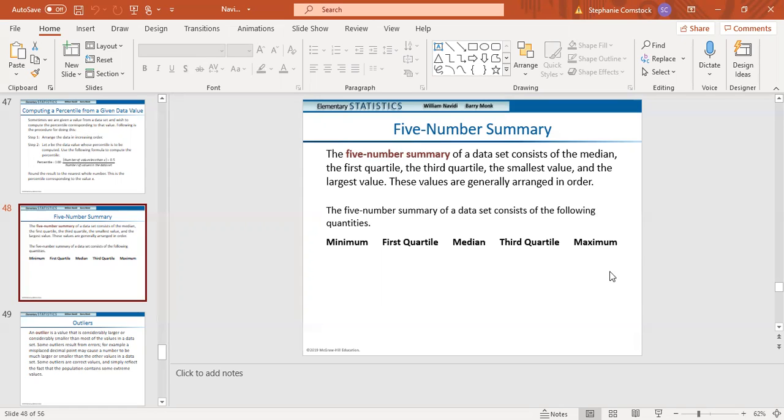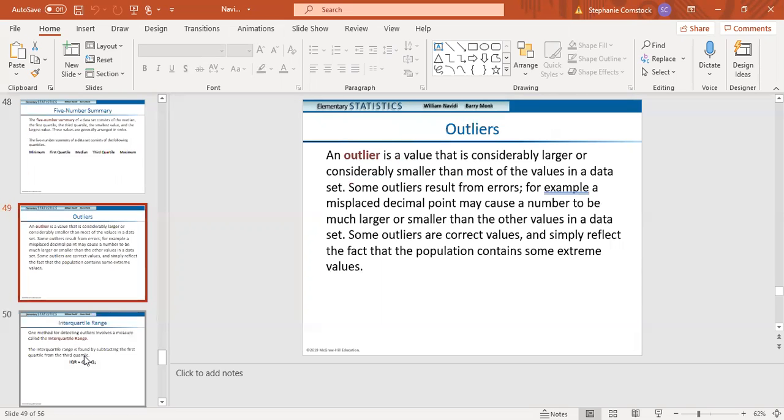Now, one of the things that we want to talk about when we do these is what are called outliers. We know that we're going to have some values that are higher or lower. But the question is how far out are we allowing stuff to go before we say that's a little too high or a little too low? Outliers are values that are considerably larger or smaller than most of the values in our data set. Some of this can happen from errors, like a data entry error where a decimal place got missed, so something all of a sudden is larger or smaller than others. Some of them are correct, actual data point values, and you just have something that's kind of extreme.